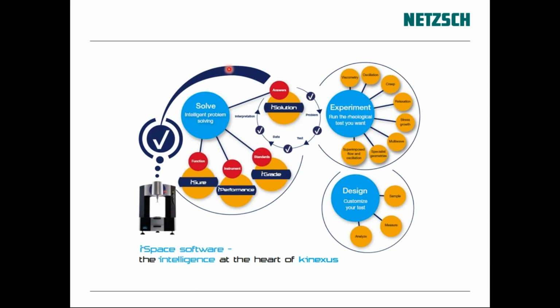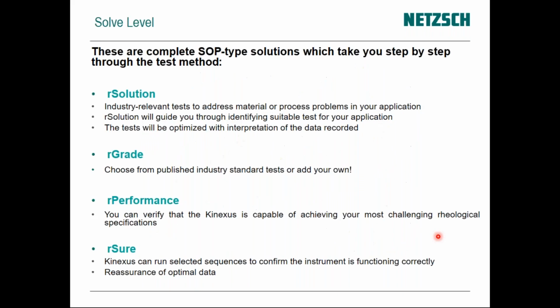So in the solve level, you can see a bunch of sequences in the software. Then we have the experiment level, and then the most basic building bricks are the design level. So these are really very versatile, and I think the Kinexus is quite unique in that it has the solution level in it. It's the only rheology software that actually has problem-solving sequences in there and PDFs with example data and interpretation of the data that's been measured, so that you can run those tests very quickly and get what you want. And the sure also for checking functionality of the instrument really helps you be assured that the data is good on your instrument.